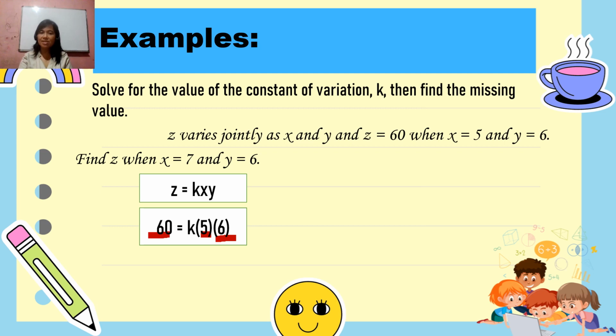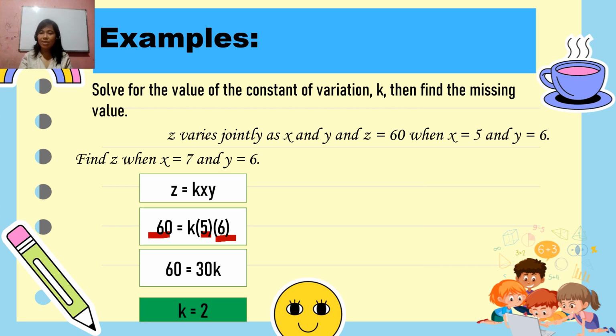5 times 6 is 30. So, you have 30k. Tapos, divide both sides by 30 para makuha mo yung k equals to. Nag-divide ka dito by 30. So, 60 divided by 30 is 2. Yun. Pag meron ka ng value ng k, balik ka dun sa equation na ginawa mo. So, palitan mo yung k ng solved value, which is 2.